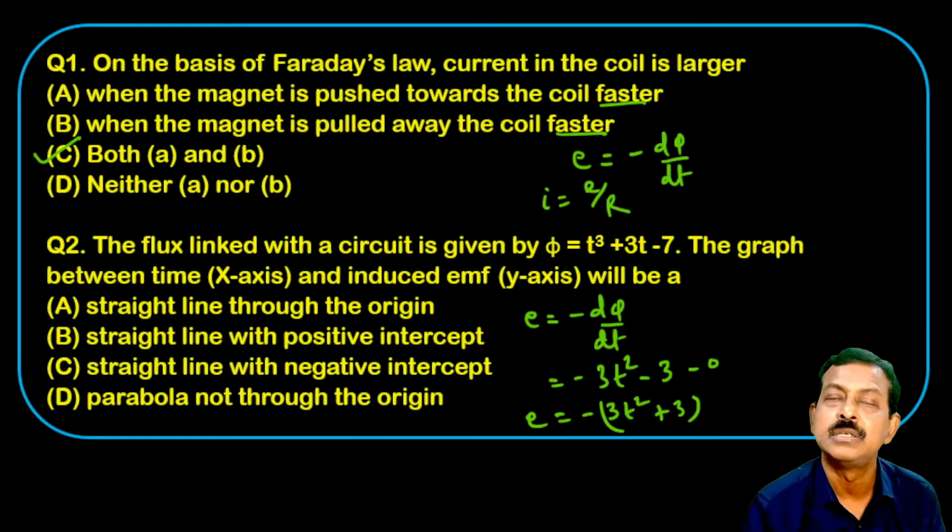This is for EMF. This is not the equation of a straight line. It's not in the form y equals mx plus c. So obviously, the first one, a straight line through the origin, is wrong. A straight line with positive intercept is wrong. The third is also wrong. The fourth one is a parabola not through the origin, because there is a constant term, 3, also there. So it is definitely a parabola, but not through the origin. That means the fourth one will be the correct option here.